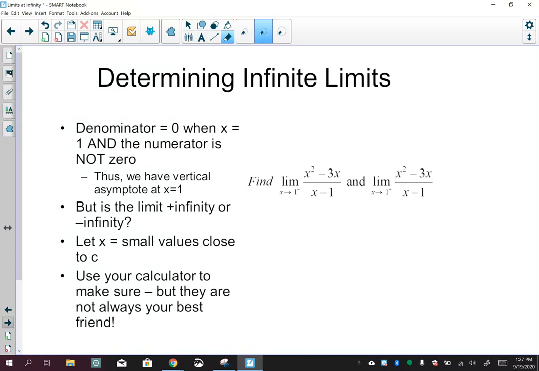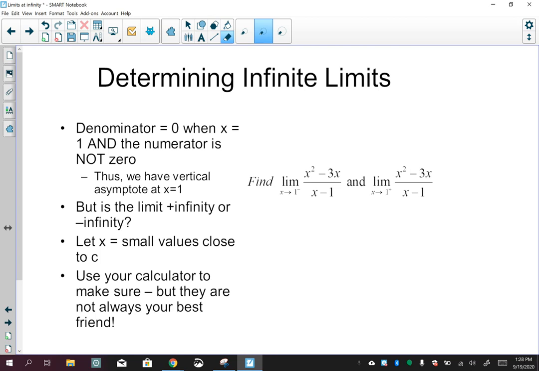So, determining infinite limits. When you're doing this, you need to figure out the denominator, where is it going to be equal to 0? So if your limit number down here, when you plug it in, winds up being 0, and your numerator is not a 0, you will have an asymptote. So you're going to have a VA on that one.